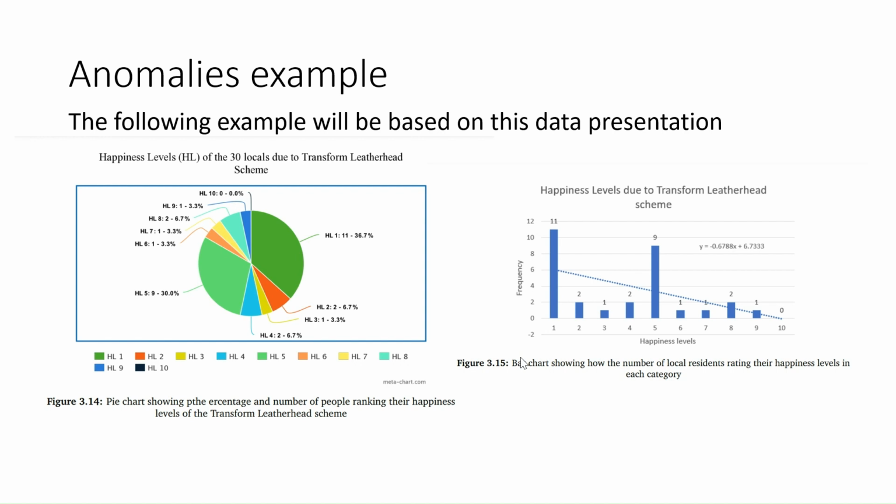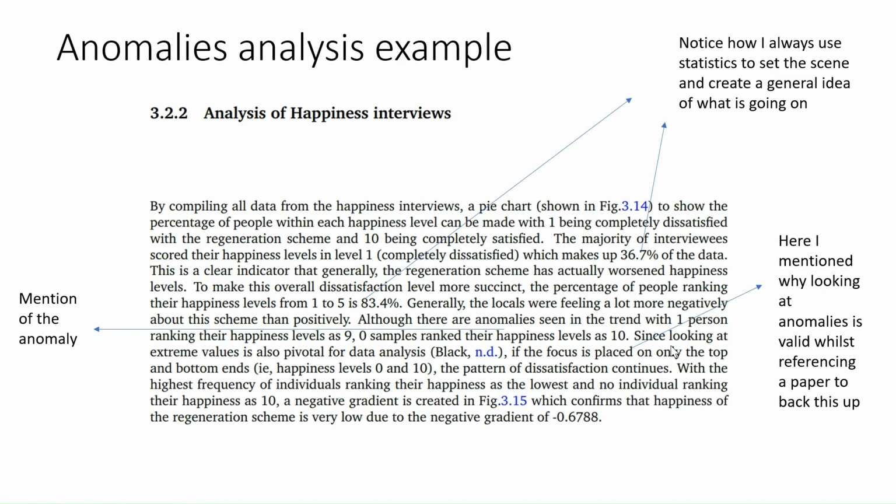Just take a look at it. I'm just talking about happiness levels. I have a pie chart here separating happiness levels, with one being unhappy and 10 being very happy, and I drew a graph of frequency against happiness level. Just pause it and take a look at it to understand it a bit better. And here's my analysis of it.